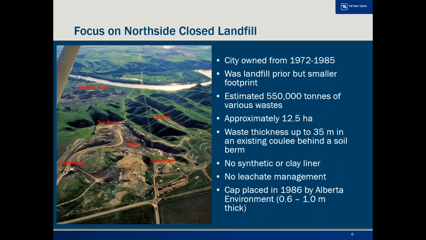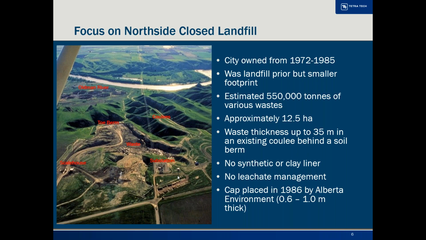So here is the north side closed landfill. This image is from the 70s. It may have been a dump site prior to the 70s, but the city owned the site in 1972 and took it over from a private contractor. So our records kind of start around 1972, 73, although limited. The waste at this site, this is a coulee fill site, and you can see the coulees around it, is up to about 35 meters thick. There is an AltaLink substation and transmission lines. You can kind of see that there. The river is about 1 kilometer away from the tow berm.